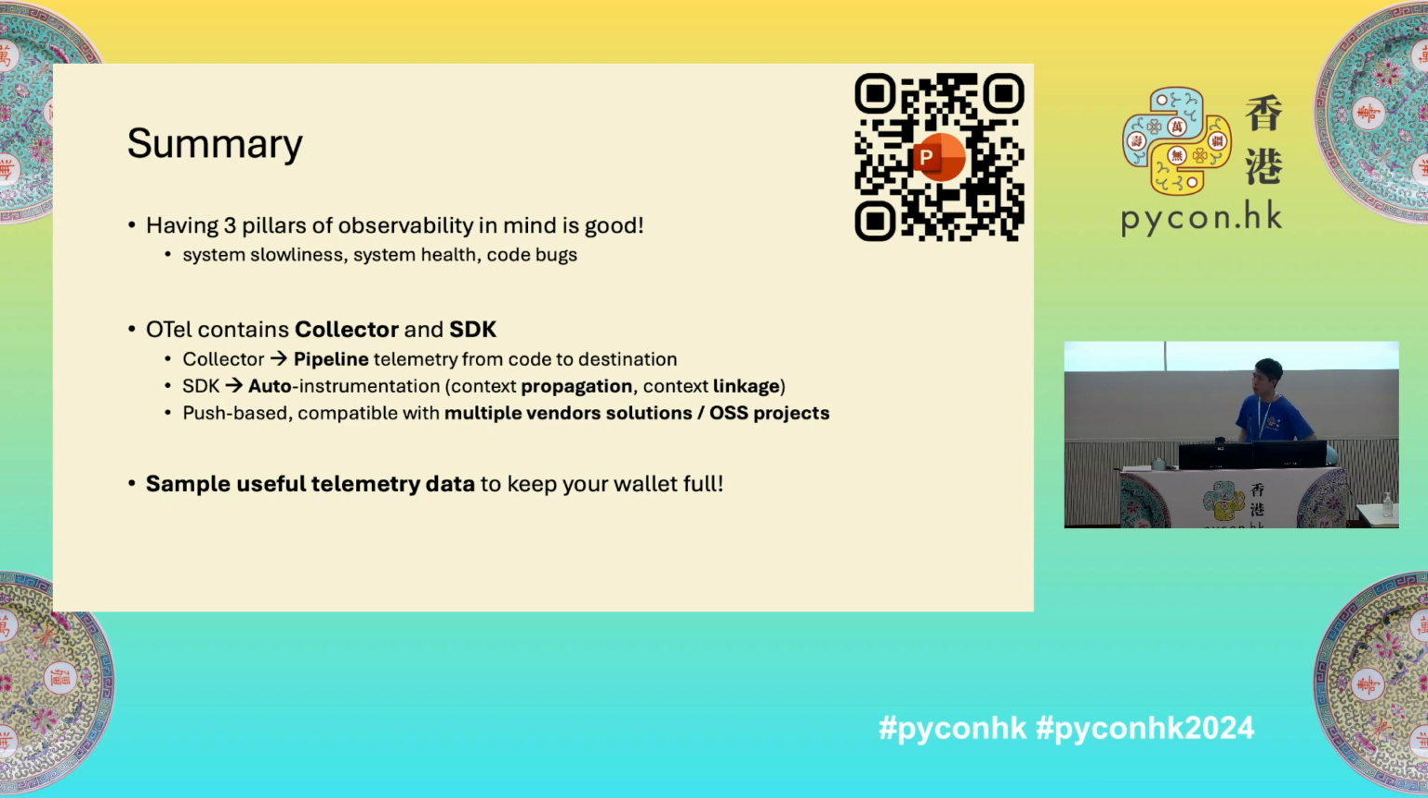So in summary, we have talked about the 3 pillars of observability, and you also saw the cool graph and the demo with Grafana, and you can show off to your friends. And at the heart of it, OTel mainly has 2 components, the collector and the SDK. The collector is for pipelining your data so that it does the push, and the SDK does auto instrumentation that adds the trace to your logs and metrics. And remember, always sample useful telemetry data. If not, you will probably lose your job because of spending too much money.